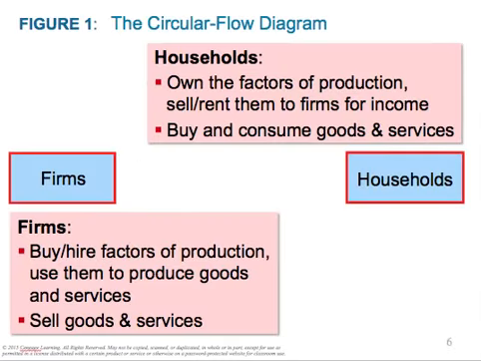So, looking at figure 1 here, we're going to take it piece by piece just to try to keep it simple initially. You have two actors, firms and households. Households own the factors of production. They sell and rent them to firms for income. So you sell or rent your time to a firm as an employee, producing whatever that firm produces. And then also as a household, you also are a consumer. You buy and consume goods and services. Now firms buy and hire factors of production and use them to produce goods and services and sell those goods and services on the market.